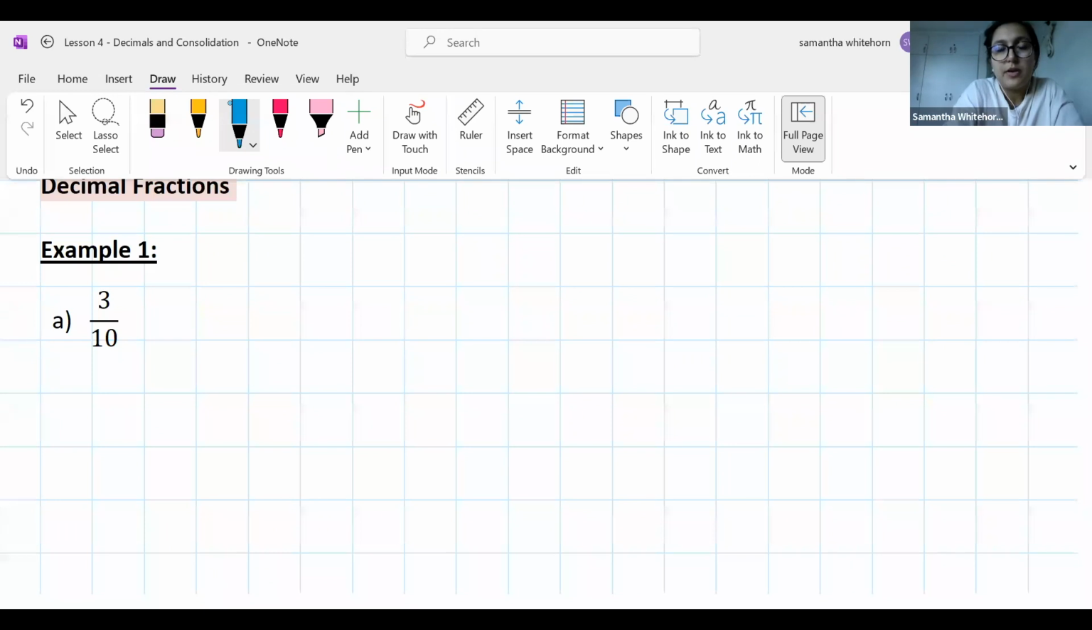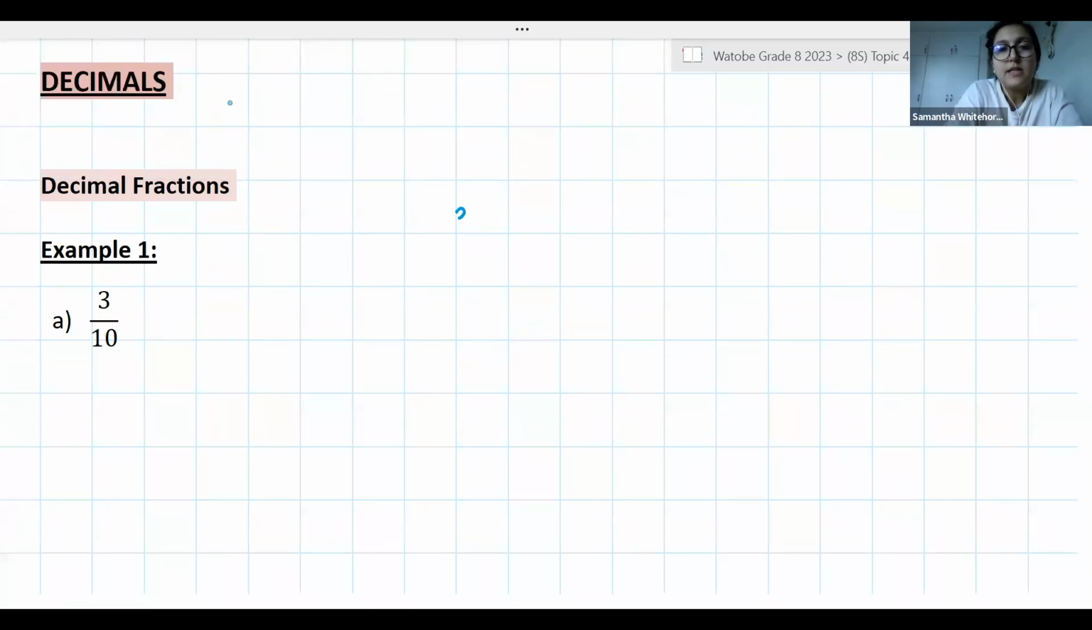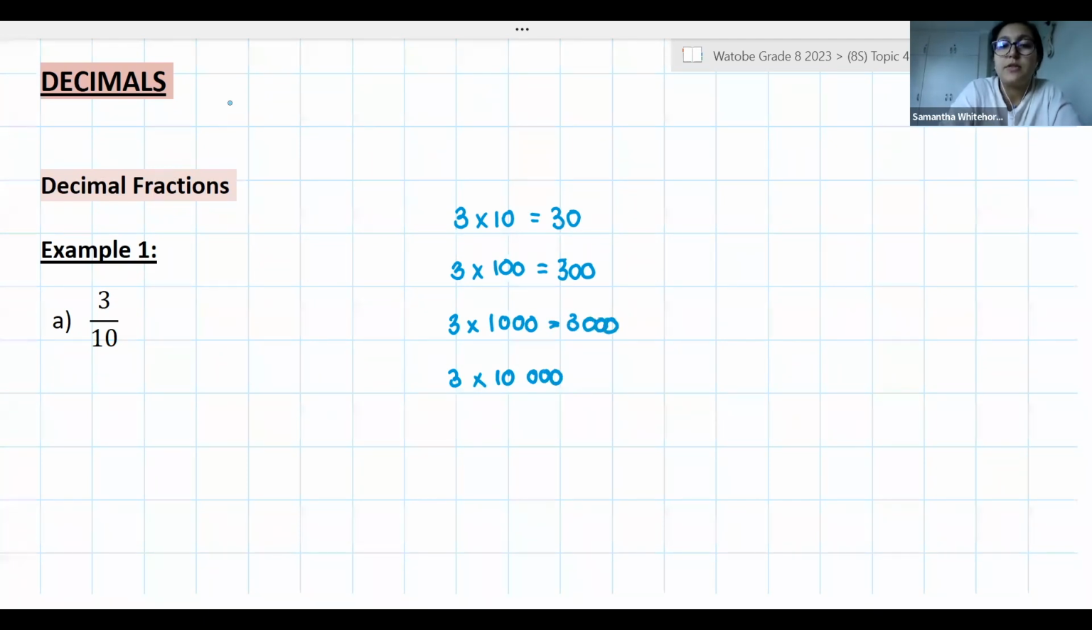So for example, if I say 3 times 10, we all know that that answer is 30. If I were then to go one multiple of 10 up and say 3 times 100, we know that that would be 300. And if I keep going up in my multiples of 10, so if I now times by 1,000, if I were to times by 10,000, hopefully what we're starting to see is that there is a pattern emerging with the number of zeros that are present in my answer.